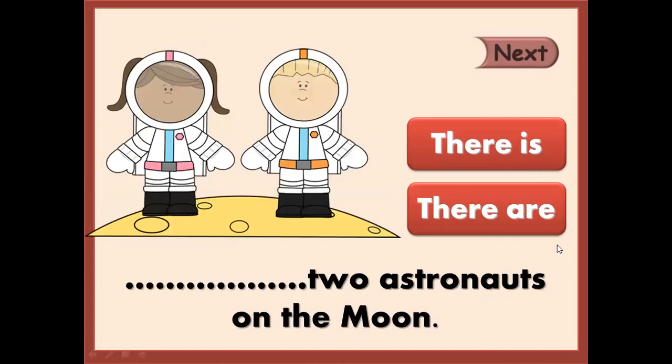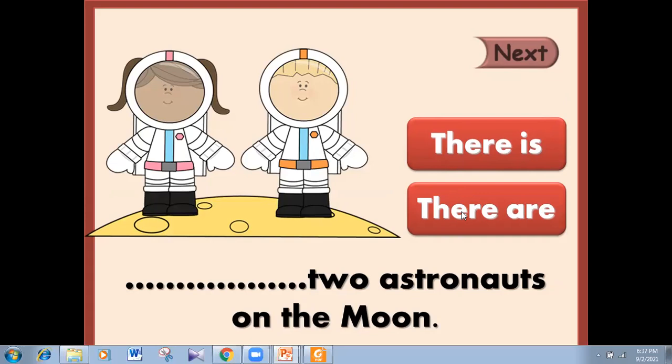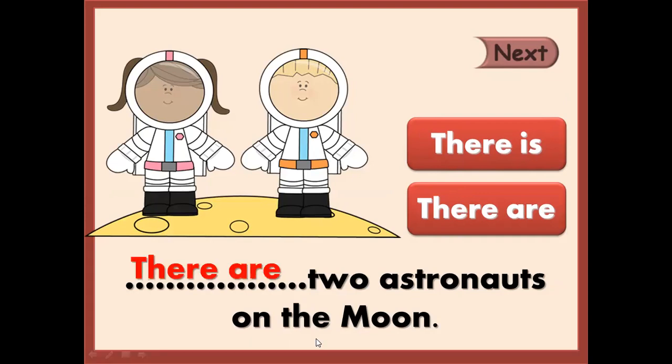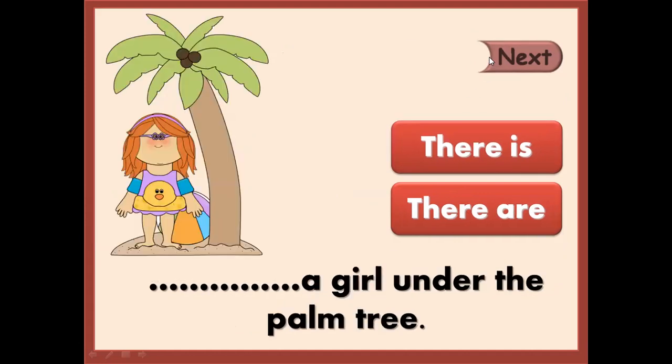Next is Asim. Asim Abdullah. 2 astronauts on the moon. There is or there are? What are we going to use for 2? There are. Well done. There are 2 astronauts on the moon. Good boy. Okay, next.